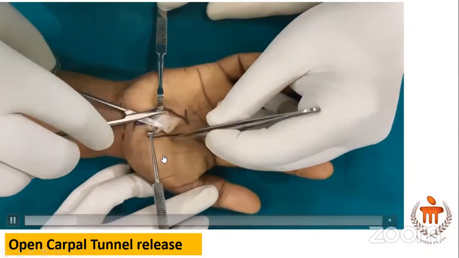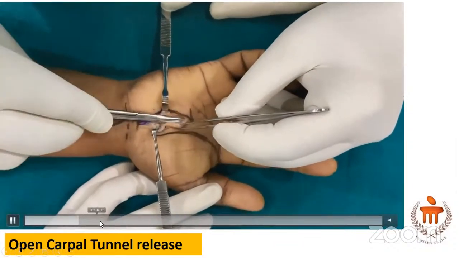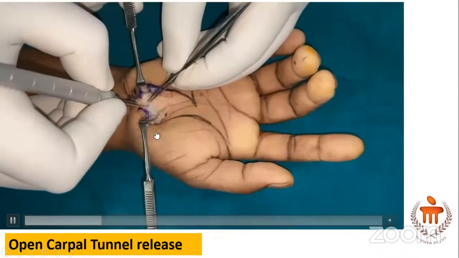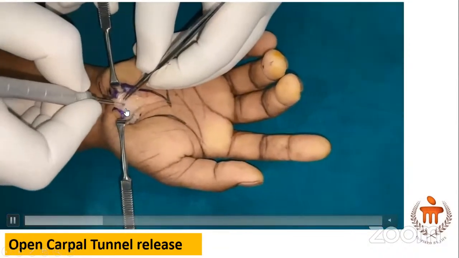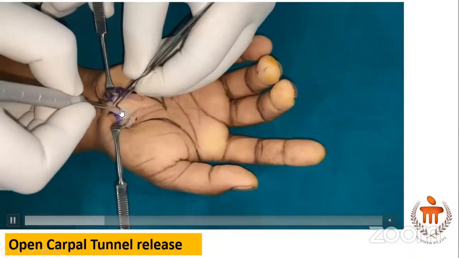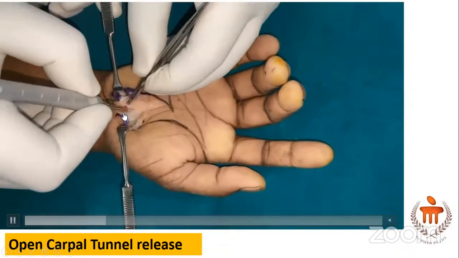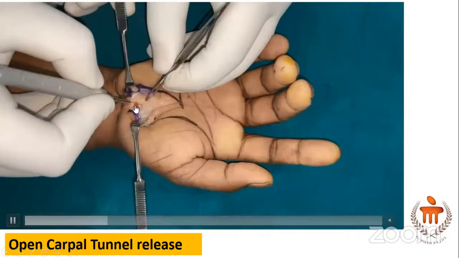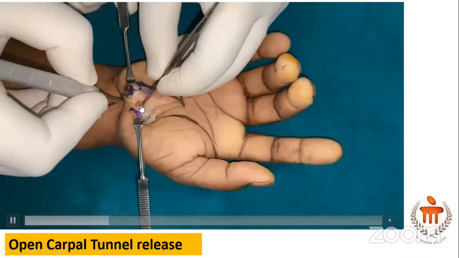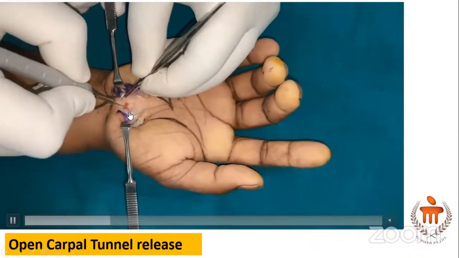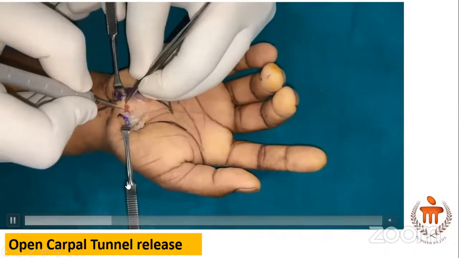Okay. And once you go into the subcutaneous tissue, you will see the palmar aponeurosis there. And then just make a small, tiny incision there till you just see the change in the color. If you can see, that's the nerve there. So it's right below the transverse ligament. So make sure that you don't go and make a very deep incision there. Just enough for you to see the nerve.